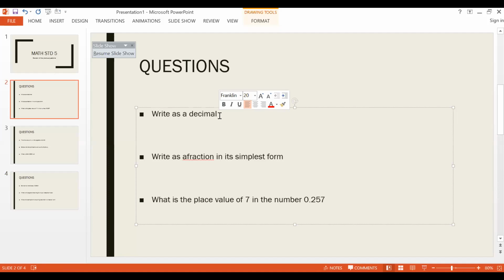You are being asked to write as a decimal. Sorry, not as a fraction. You write as a decimal. The question was to write 4/5 as a decimal. So remember, we did this work during our last lesson, the lessons that we were having before we did our exam, and I taught you how to convert fractions into decimals and how to convert decimals into fractions.